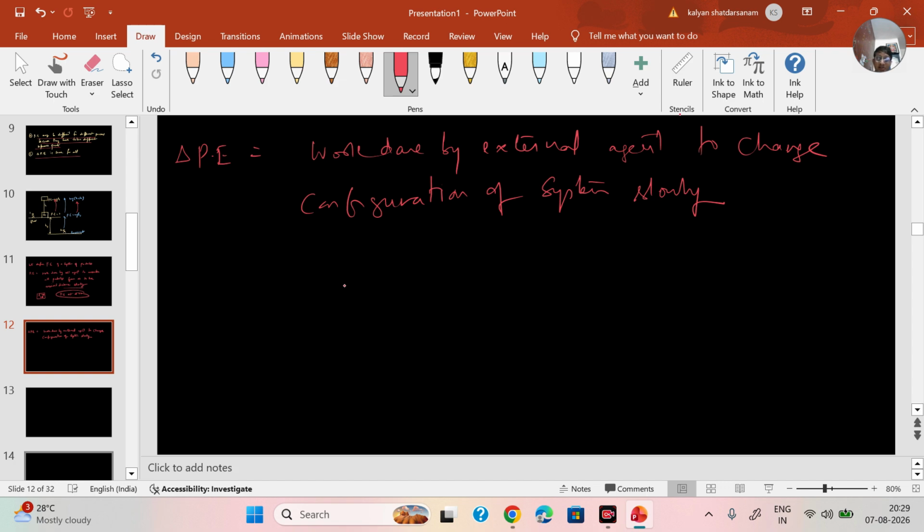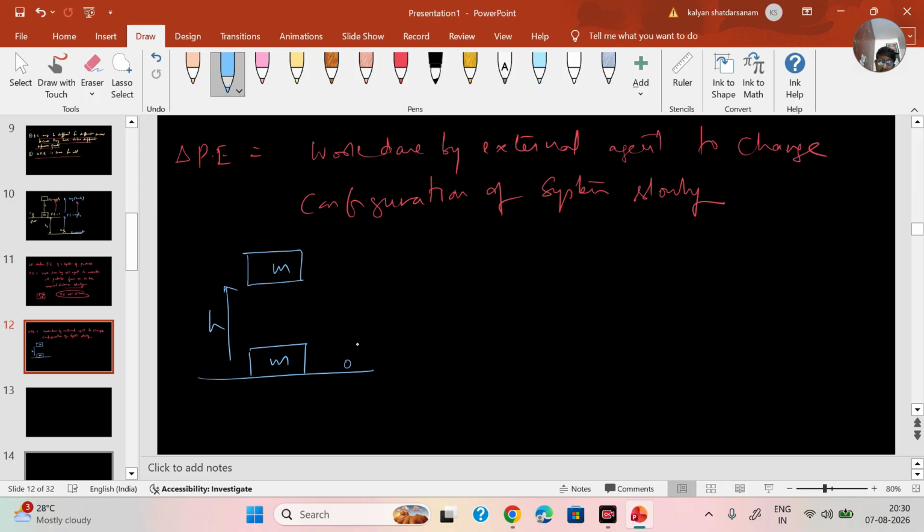That is change in potential energy. So you are defining it in terms of work done by an external agent to change the configuration of the system slowly. Let's directly take an example and understand it. Suppose I have a block of mass m, and suppose the block is now being taken to a height h. I want the change in potential energy.